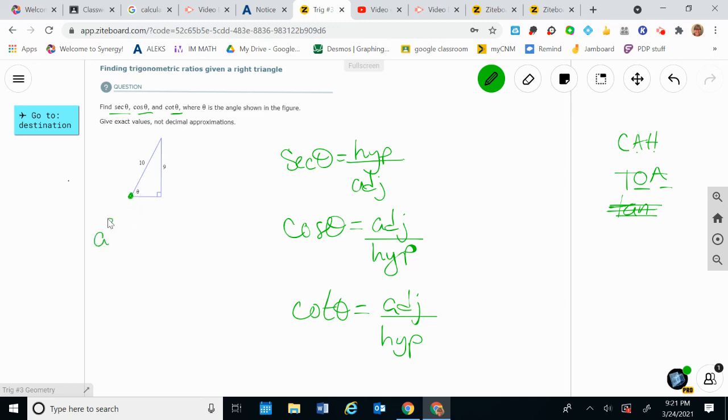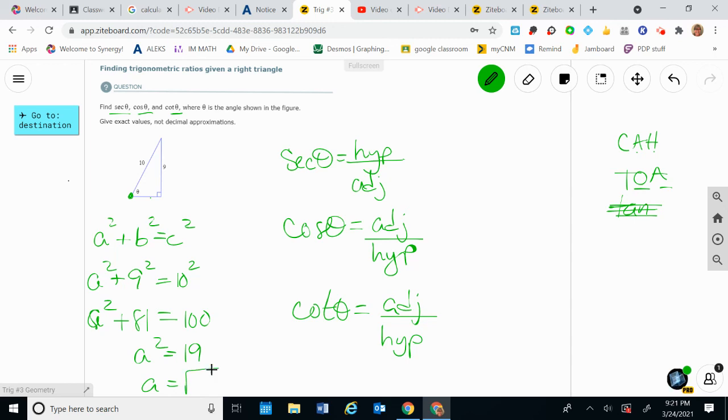So you're going to have to go a squared, call this a squared, plus b squared equals c squared. A squared plus 9 squared equals 10 squared. A squared plus 81 equals 100. A squared equals 19. A equals the square root of 19. Do not get decimals, get exact. So now this is the square root of 19.